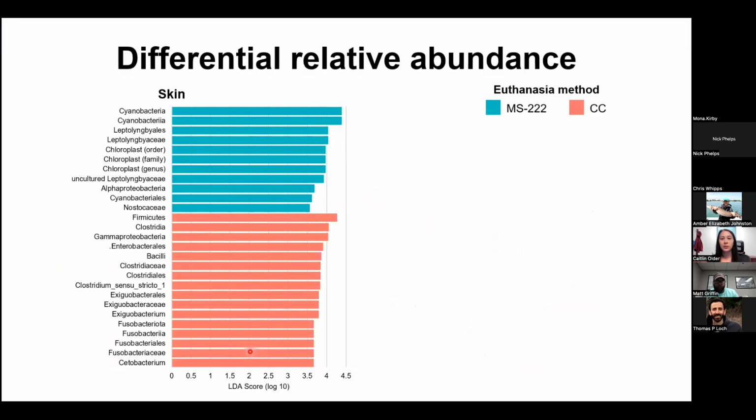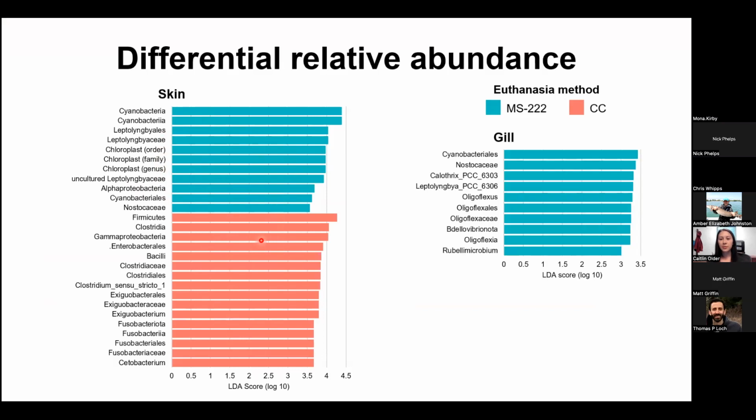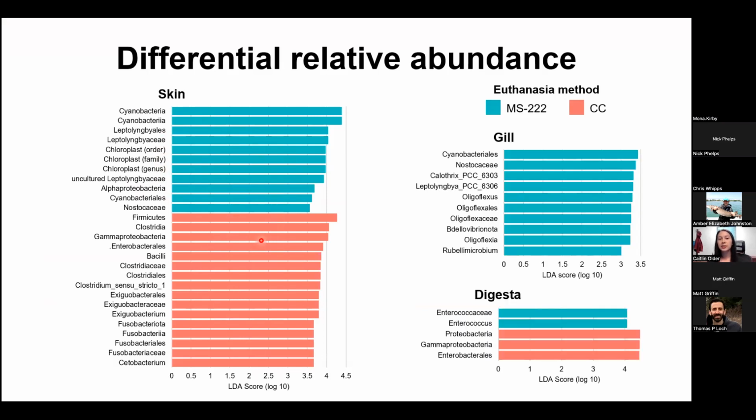This was also found when we looked at differential relative abundance testing. So here we have names of bacterial taxa that are found in higher relative abundance. The ones with the blue bars are found in higher relative abundance in the samples from fish euthanized with MS-222, and vice versa for these ones that are in peach. And so you can see there's quite a few taxa that are found with differential relative abundance in the skin. And there were some as well found in the gill and the digesta.